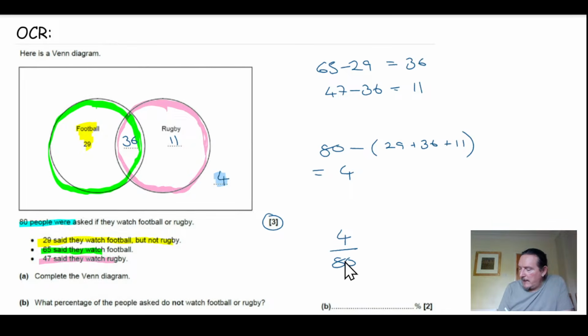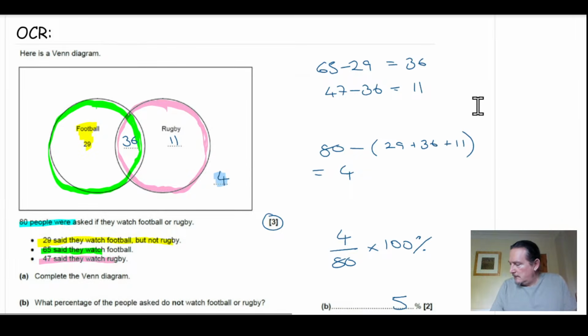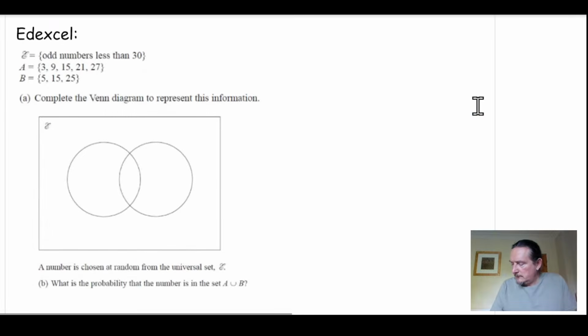And we need to write that as a percentage. So on your calculator, you're just going to do 4 divided by 80 times 100, and that's going to give you your percentage, isn't it? So 4 divided by 80 times by 100, I make that 5%. Okay. I didn't think that was too bad, that one. Let's have a look at the next one.